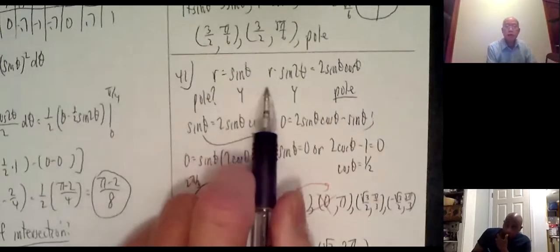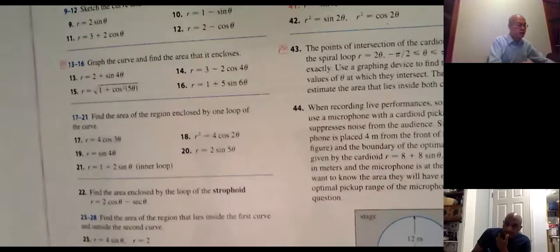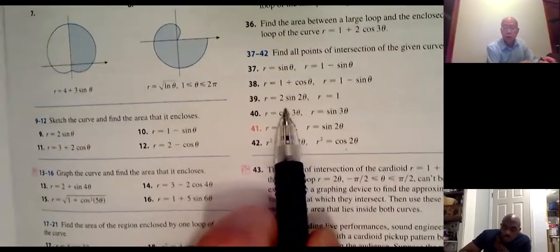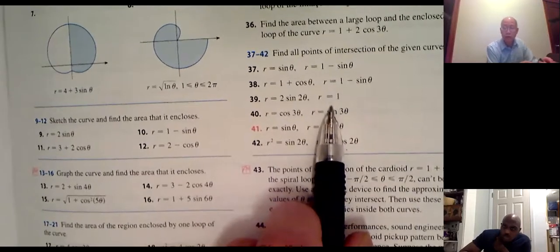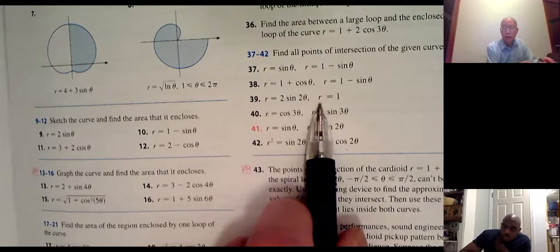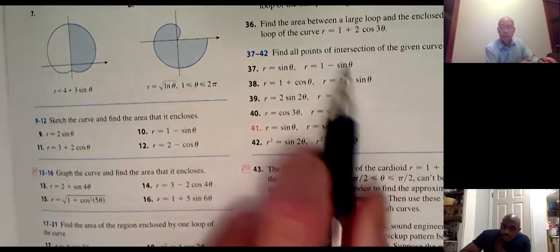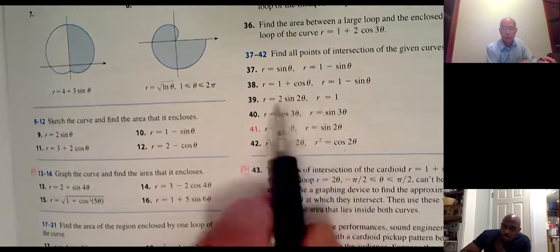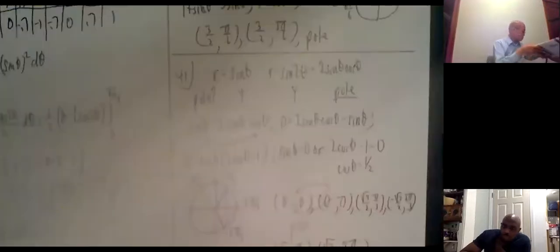r equals sine theta, r equals sine 2 theta. By the way, I'm not doing 39, but I'll just mention 39. r equals blah, blah, blah, r equals 1. Okay, this one never comes into the pole, obviously, right? Can r ever equal 0? No, because r equals 1, which is your basic unit circle. Okay, so this one, you don't have to worry about it. So to find points of intersection, you would just set them equal and go from there.